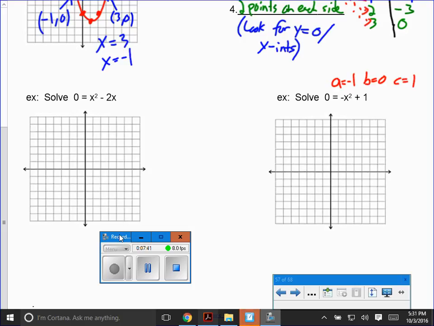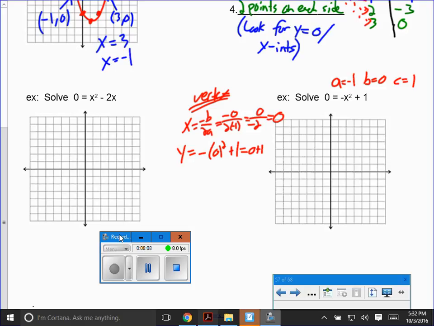So next thing I do is find my vertex. I use that same formula, -b over 2a, that we did in the video yesterday. My b value here is 0, so I have 0 over -2, which is just 0. Now we take the 0, plug it back in, see what I get. So 0 squared is 0, -1 times 0 is still 0, 0 plus 1 is 1. So my vertex is at 0, 1.